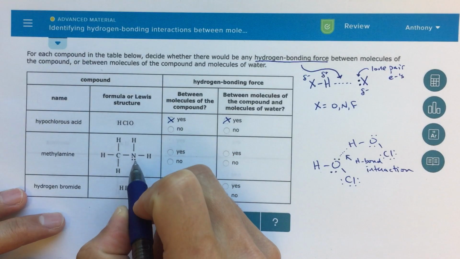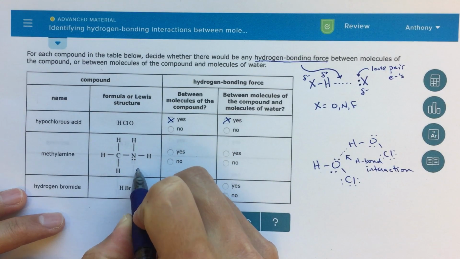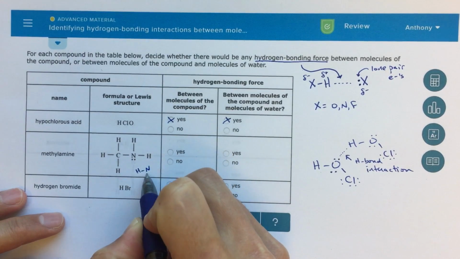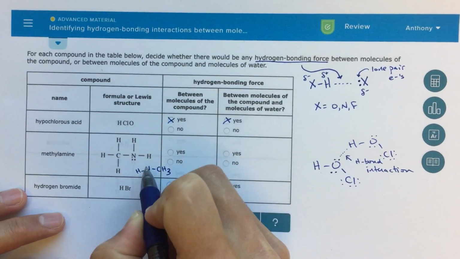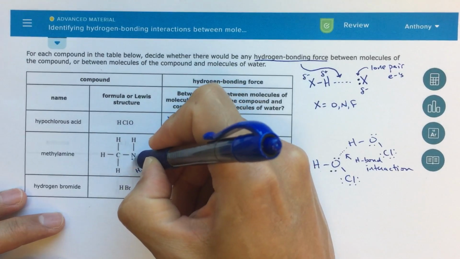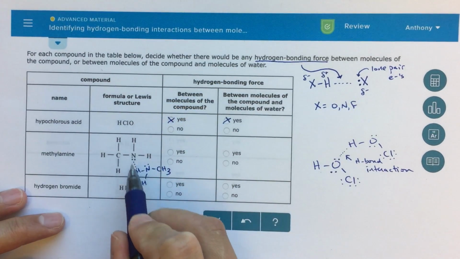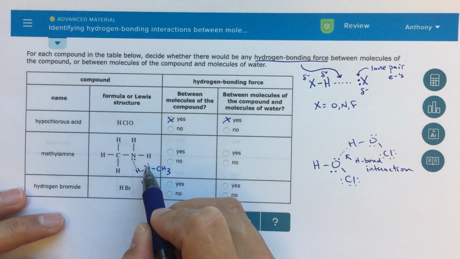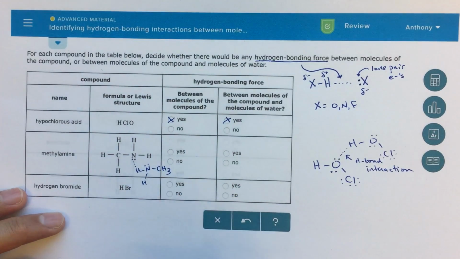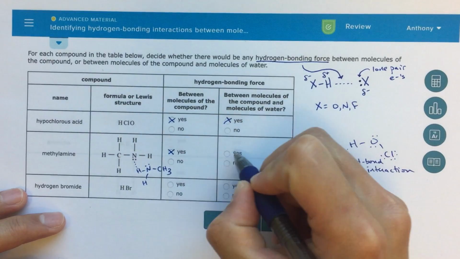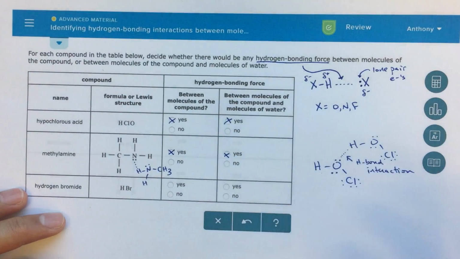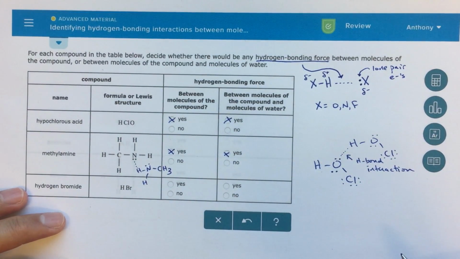If I wanted to sort of draw it, maybe I would try to squeeze everything in here. So this would be this part and then CH3. Got a lone pair of electrons there. So between this lone pair of electrons of nitrogen and this hydrogen, and also from this nitrogen here to this hydrogen, we could draw in that hydrogen bonding interaction. So again, yes, and if it can do it with itself, then it can obviously do it with water, so that would be yes as well.